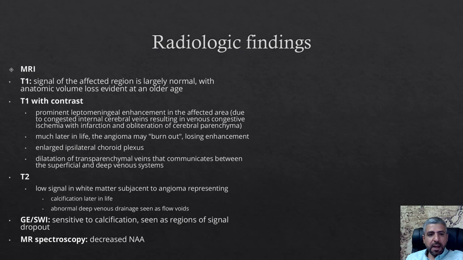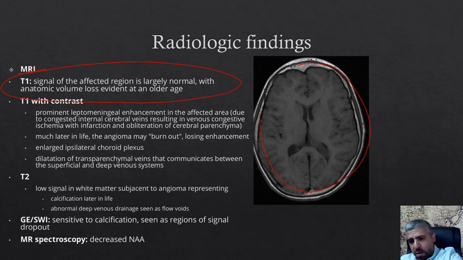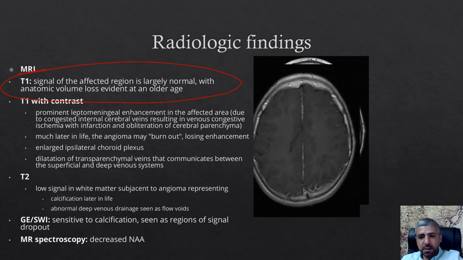While in MRI, let's compare the findings on the MRI. On the T1, the affected part is largely normal. You may see volume loss in the advanced disease, but all in all, they look normal on T1 weighted image, especially before volume loss. On T1 with contrast, you will see prominent leptomeningeal enhancement, as you can see here. The leptomeninges are enhancing in the affected area.